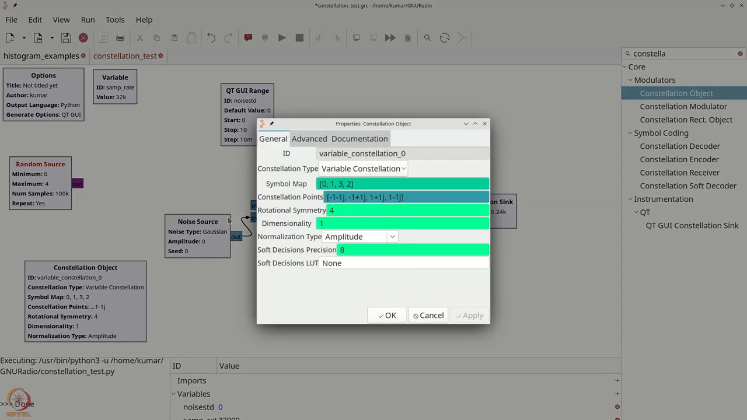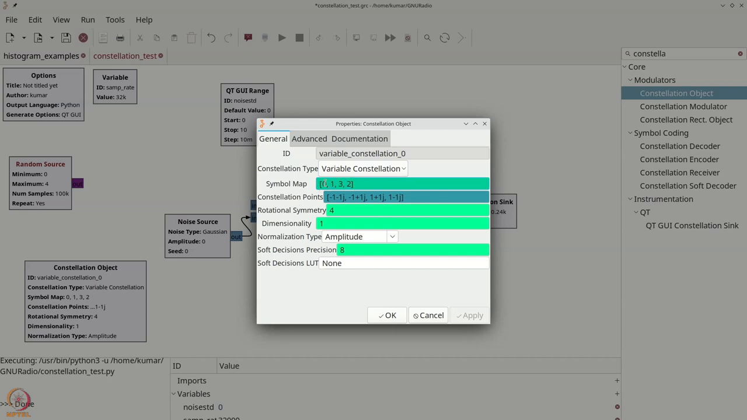So let us double click this. Its default type is variable constellation. There are BPSK, QPSK, DPQPSK, 8PSK, 16QAM. We will actually just stick with variable constellation to start with. So the symbol map is 0132. Now they have chosen this particular map for a specific reason, the reason being that these actually have the meaning of bits, as we shall see later.